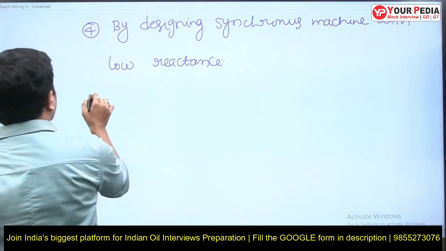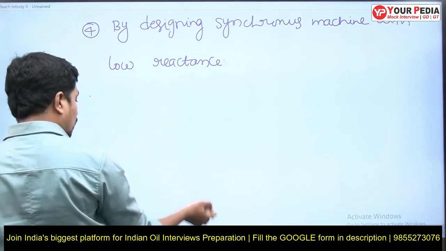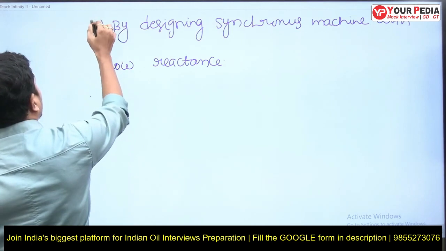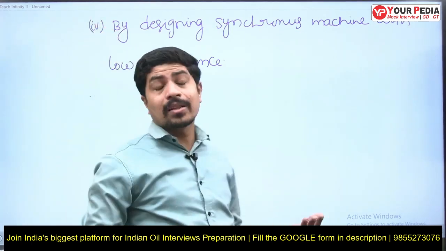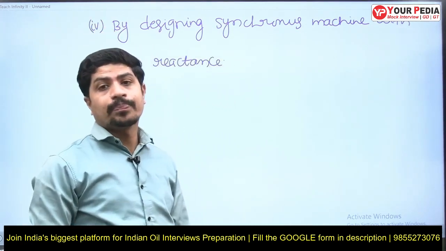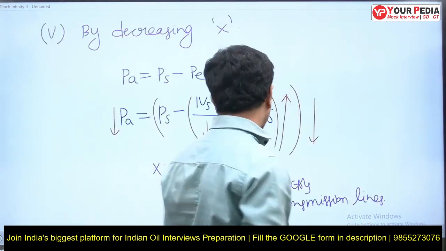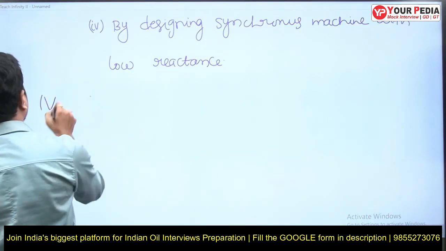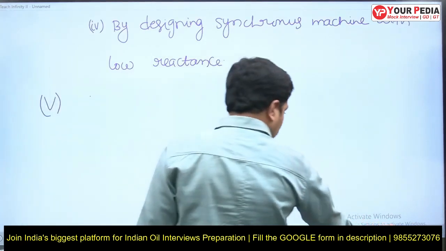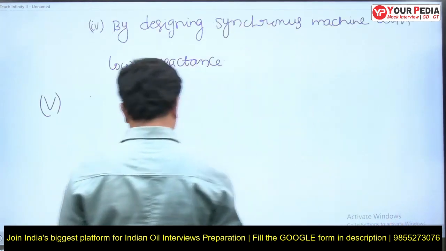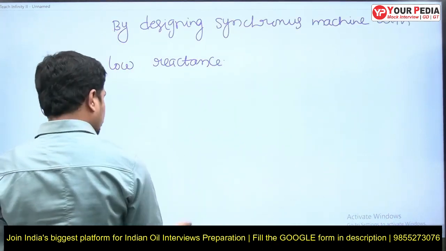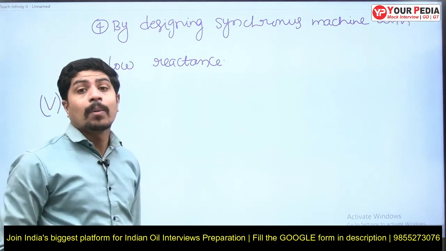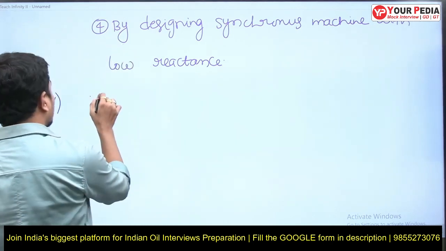Okay, next, so this is one of the methods to reduce the reactance. So these many methods are there to reduce the reactance. Now reducing reactance is one method to improve stability. So the fifth method to improve stability is by using AVR, automatic voltage regulator.